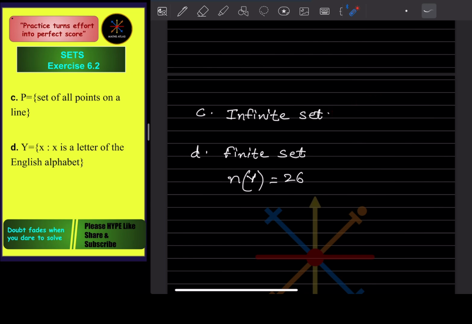So the D1, y is equal to x such that x is a letter of the English alphabet. English means A to Z, there are 26 letters. So that is going to be 26 elements, so that is a finite set. We can say y is equal to this set, so n of y is 26.